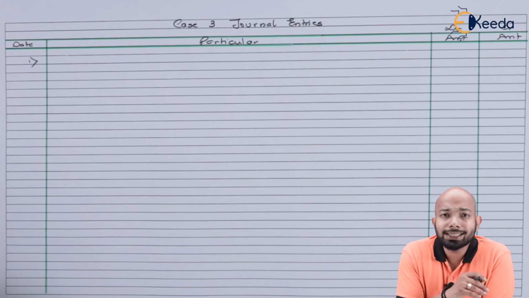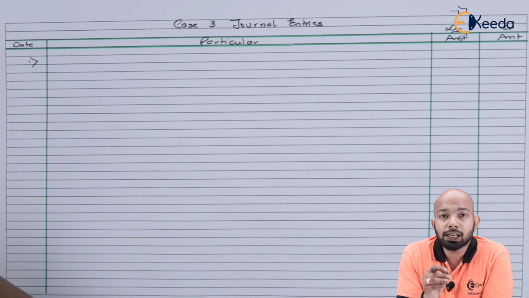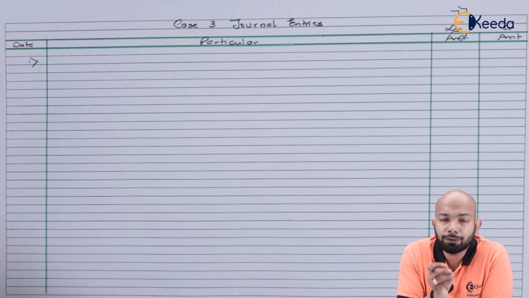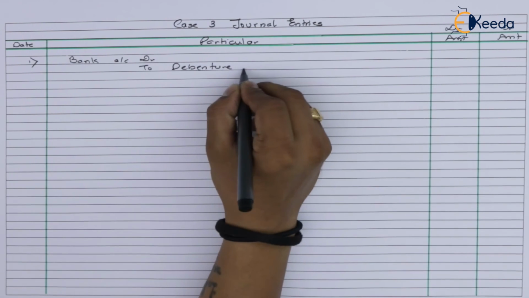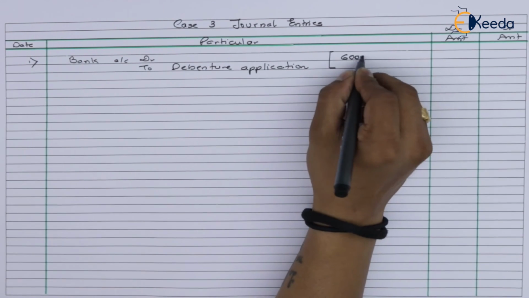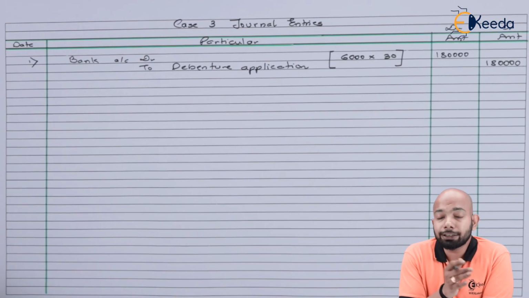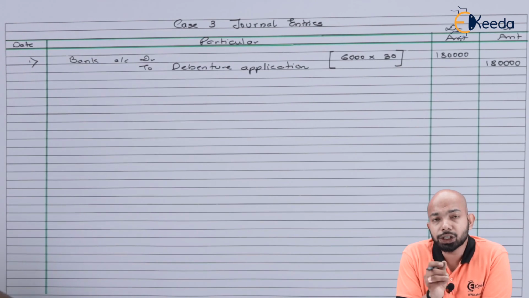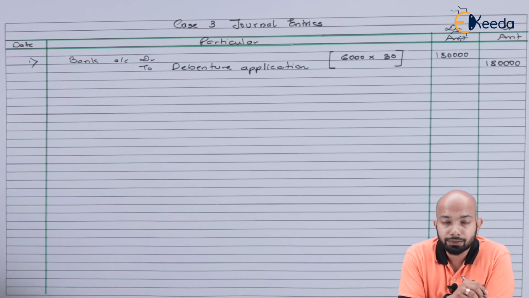Now the case 3 entries are very simple. Application, allotment, final money has been given. We just have to pass the due entry and receipt entry for all 3 stages. So let's start with that. So the first entry that we've passed here is bank to debenture application 1,80,000. We'll move this amount to debenture account itself.